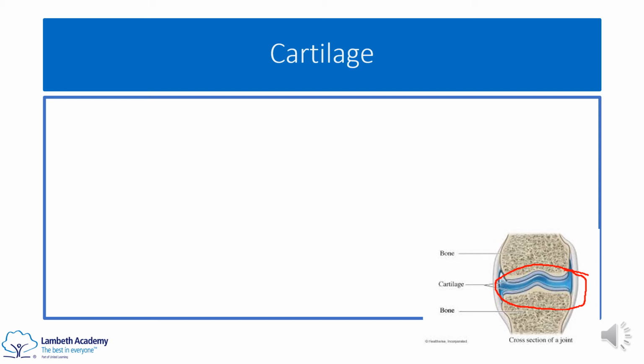You can also find cartilage in places like joints, so it's that spongy material that sits in between two bones, and it reduces the friction that takes place around the bone. So cartilage is really, really important in our bodies.